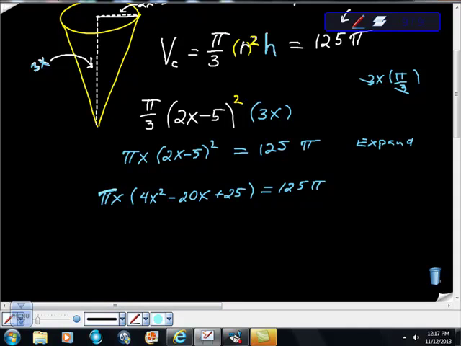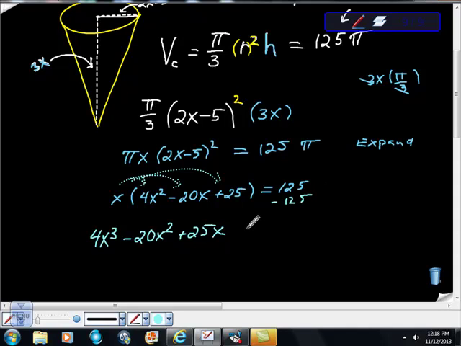If you don't mind, I'm just trying to make this simple for myself. I'm going to divide both sides by pi, because we have pi here and pi here. If we divide the whole thing by pi, then this pi would disappear and this one would disappear. They have common factors of that, so I can factor that out. Just trying to make my life easier. I'm going to distribute this through here to here to here and to here. As I do that, I get 4x cubed minus 20x squared plus 25x. And if you don't mind, I'm going to subtract 125 from both sides while I'm there. Minus 125 is equal to 0.